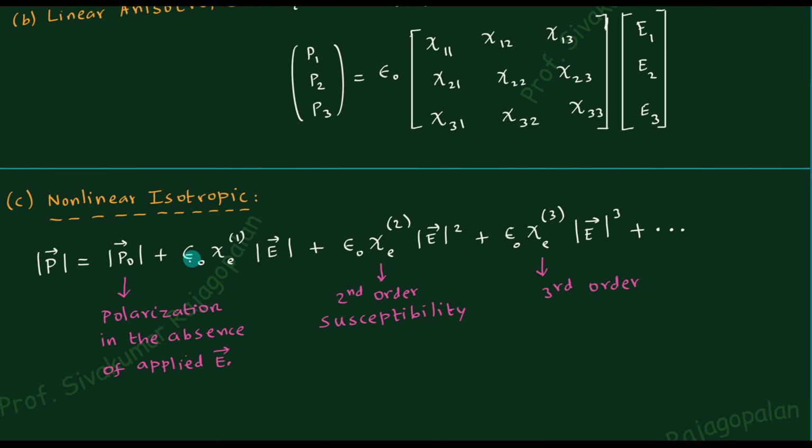So the expression is quite simple. Forget about P naught for the time being. If you have polar material, only P0 will come. As I already told you, when you consider the non-polar material, this term is 0. That means when you don't apply the electric field, polarization is 0. So that is gone. And if you delete the second power, third power, fourth power, etc., we will be left with only the first power of the electric field. That is what is known as the linear. So you are getting back the original, the first equation that you have written.